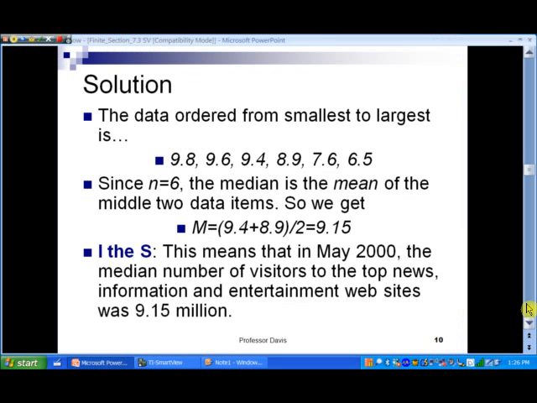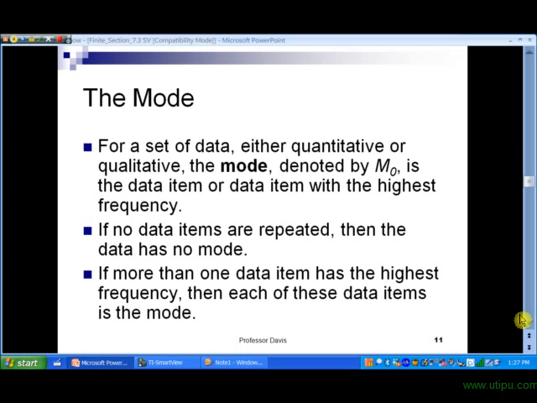Now let's take a look at another measure of center here, and that's called the mode. We can define that by saying for a set of data, it doesn't matter whether it's qualitative or quantitative, the mode is the data item which occurs with the highest frequency. Notice the notation we use for the mode. It's an M with a subscript of 0, M naught is the way that's read. And a couple other constraints on the mode. First, if no data items are repeated, then the data has no mode. And then if more than one data item has the highest frequency, each one of those counts as the mode. So we can have more than one mode for a set of data.